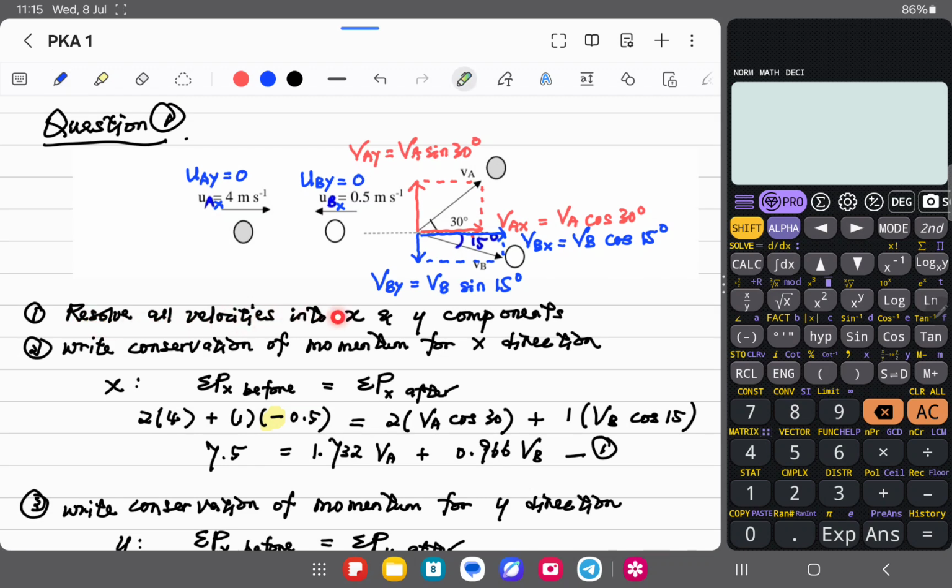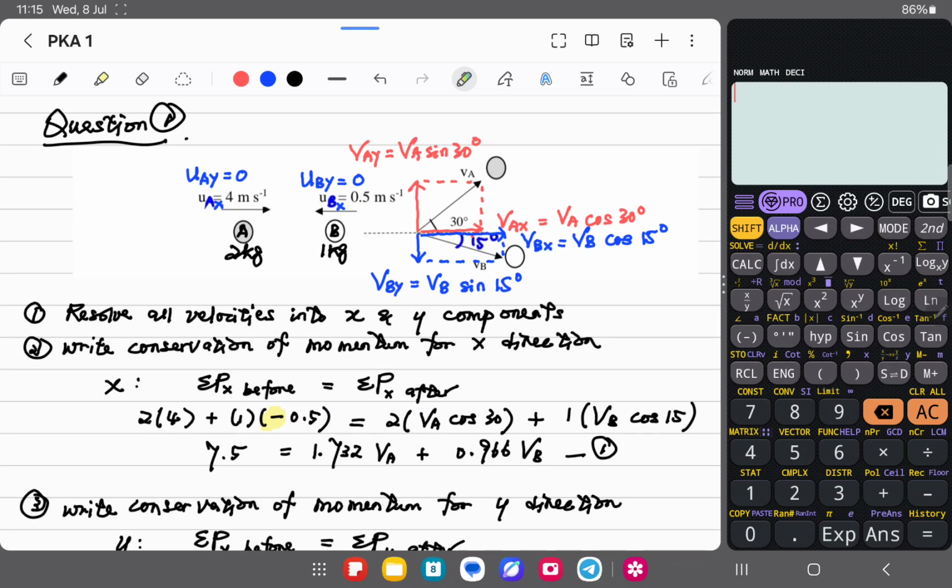So after we resolve all the velocity into its x and y component, then we are going to write the conservation of momentum for x directions. So we consider the x direction first. The total momentum for x direction before collisions must equal the total momentum along the x direction after collisions. So how do we find momentum? Momentum is mass multiplied by velocity. So the mass for ball A will be 2 kg and the mass for ball B is 1 kg.